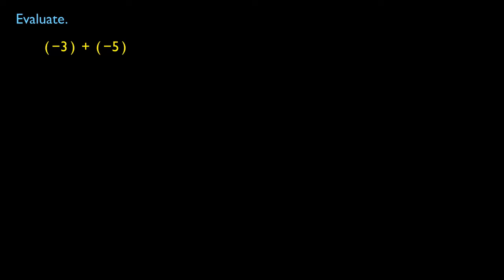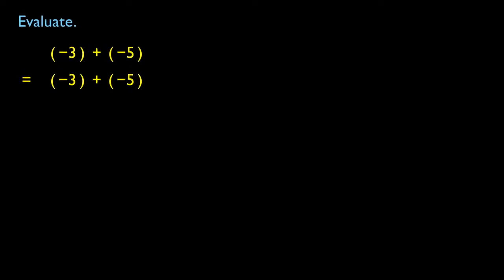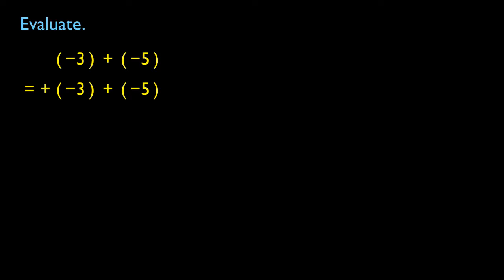Now the first thing I'm going to do is write that expression and recognize that in front of that -3 in brackets, that integer in brackets, I have no sign, so it's understood to be positive. So now I really have plus -3 plus -5. Now our number one goal when we're doing these kind of questions is to eliminate brackets and get rid of double signs. So we have to say to ourselves, what happens when we add a negative?